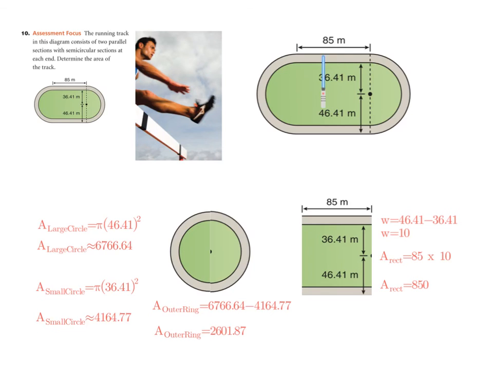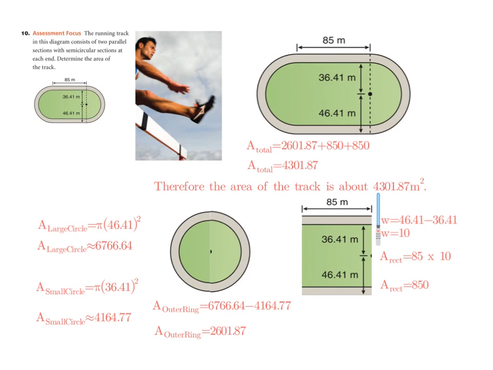Last but not least, we want the area of the entire track, so that means one of these rectangles, which is 850, another rectangle, which is another 850, and the ring around here, which is 2601.87. So we just say the total area equals 2601.87 plus 850 plus 850. So the area of the track is approximately 4,301.87, and that is in meters squared.